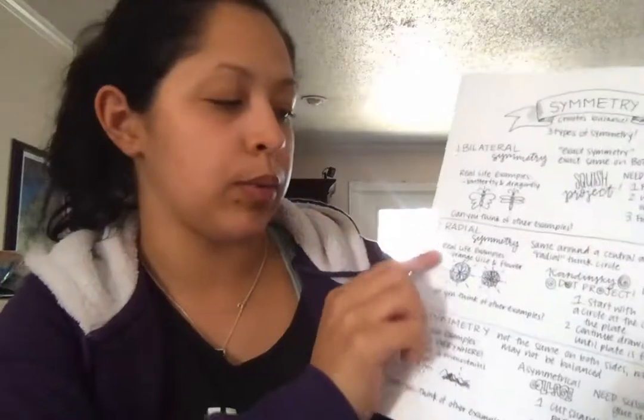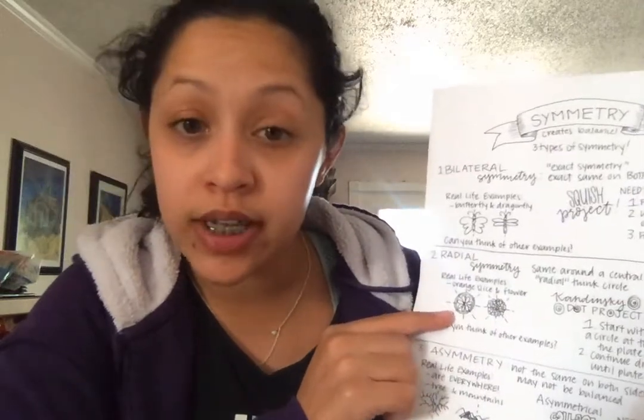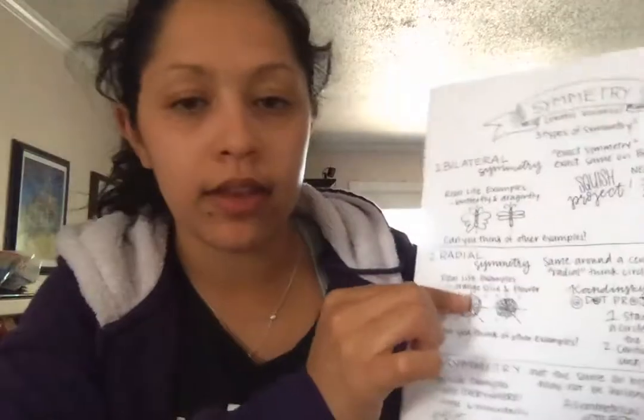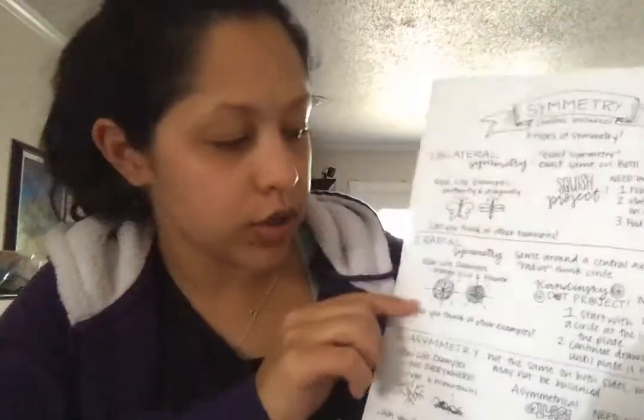So when we went through real life examples, we came up with flowers. We came up with orange slices. We came up with pizza, jellyfish. Those things are all, if you cut it like a wheel, they all have the same around a circle.